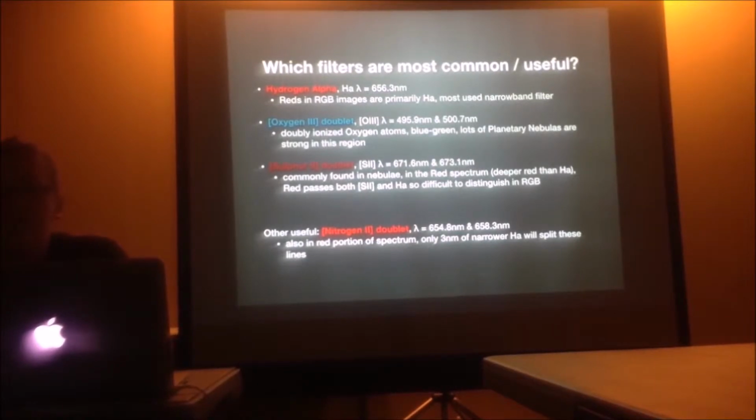Most all emission nebulas are going to have a good bit of all of these, and I'll get into targets here in just a moment. A lot of planetary nebulas will have a lot of the O3 in them, so if you're going to pick two and do a bicolor, hydrogen alpha and O3 are generally the most common ones to do that with. And sulfur is also in the red spectrum, as well as nitrogen. It's deeper red than the hydrogen alpha.